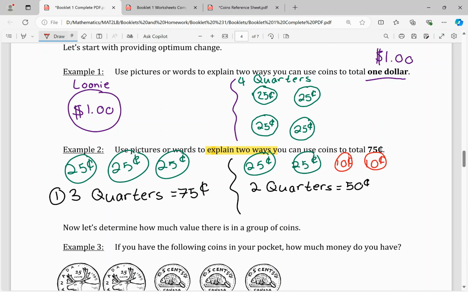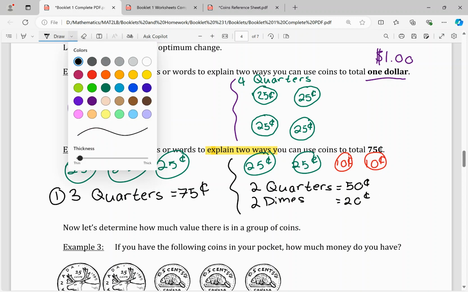So 2 dimes is going to give me another 20 cents that I can add on to this. I'm not going to add a third dime because then I would have too much money. 2 quarters and 3 dimes would bring me all the way up to 80 cents. But as it is now, 2 quarters and 2 dimes, I'm only at 70 cents. So I need an extra 5 cents. And I can do that with a single nickel.